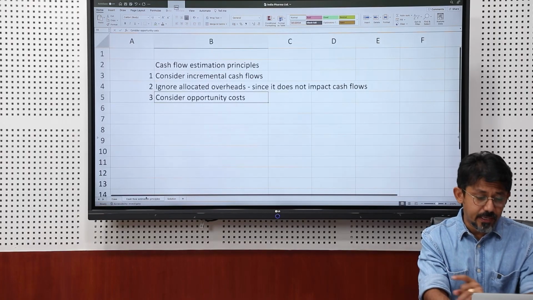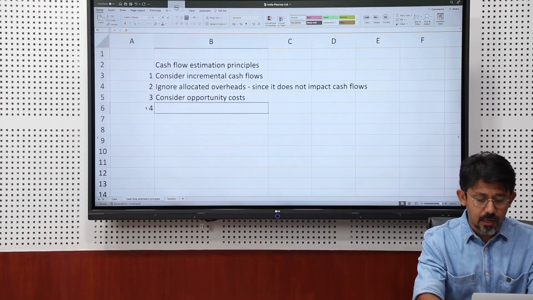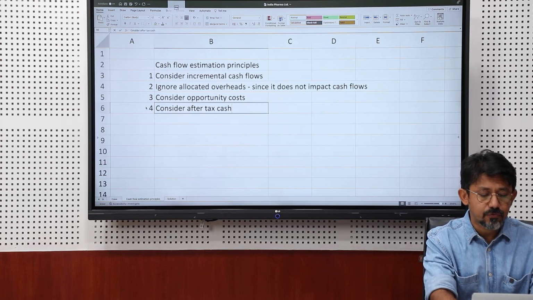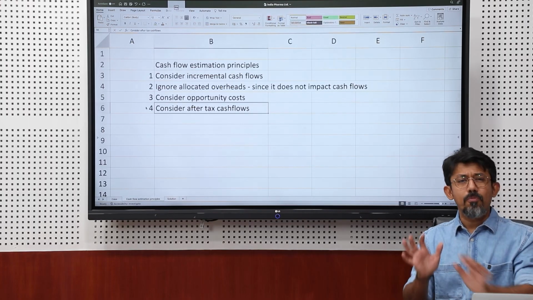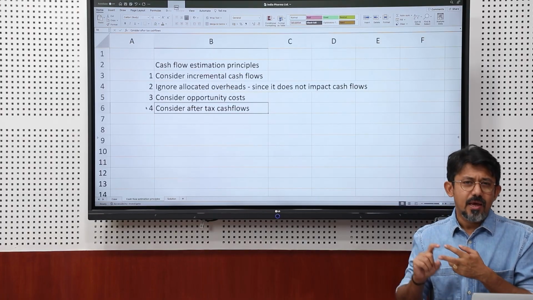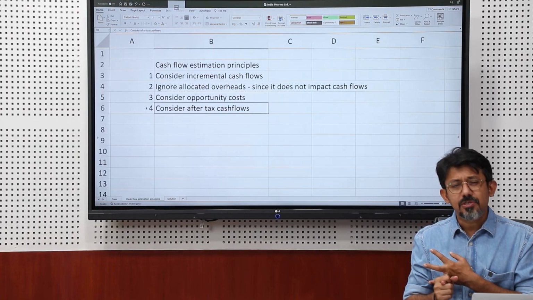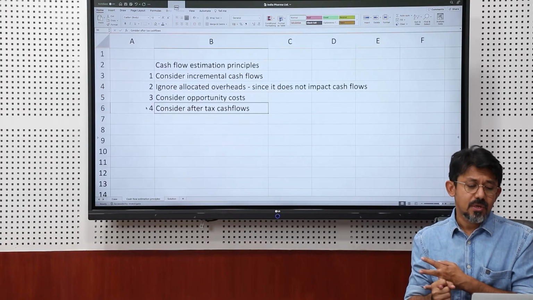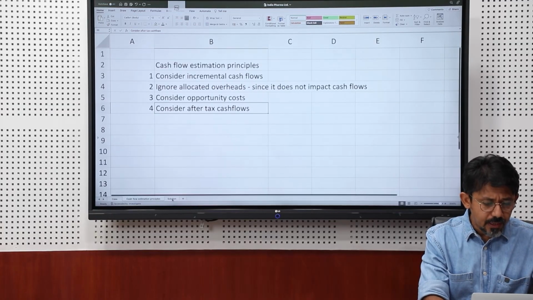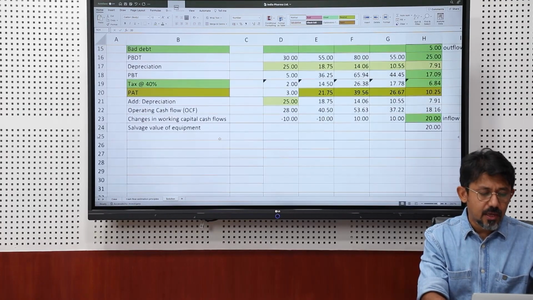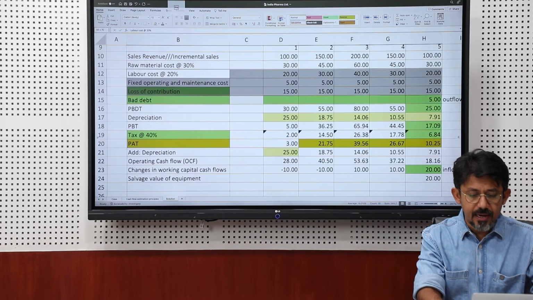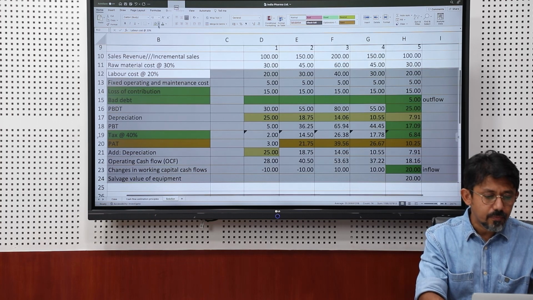Let me add that as a point to my cash flow considerations, that is consider after tax cash flows, right. So, these are 4 points that we have looked at till now: considering incremental cash flows, considering opportunity cost, considering after tax cash flows, and ignoring allocated overhead costs. Let us now close the case by looking at the final cash flow calculation from an NPV and an IRR perspective, right.